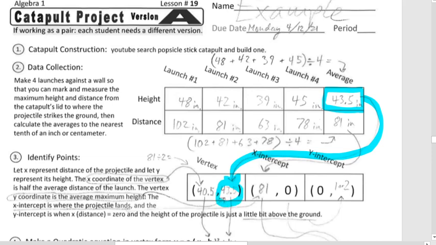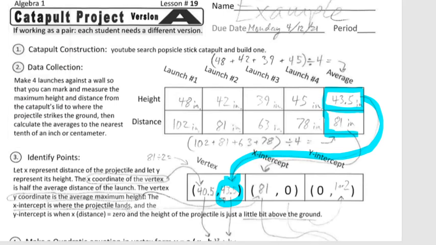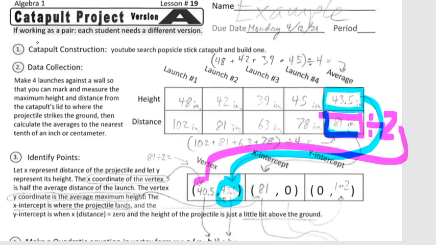The distance, however, is not the full distance. The projectile is only going to reach its peak point halfway through the flight path. So we'll take this box right here and cut that in half. Take that, divide it by 2, and half of that average distance we can plug in for the other part of the vertex.